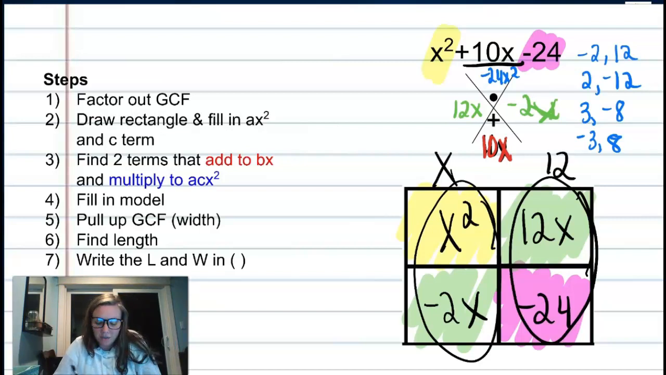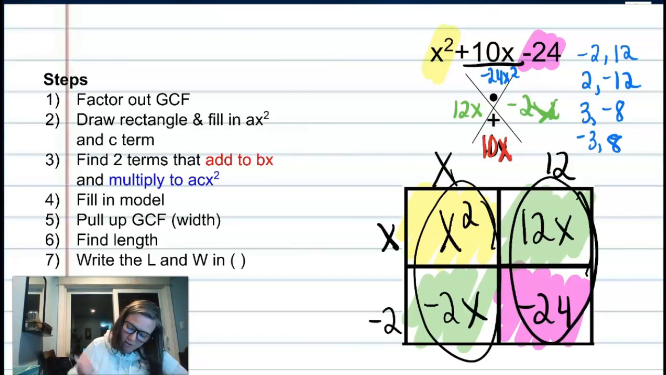All right, and again, you're going to fill the side in. So x times x is x squared, x times that. Okay, that's good. All right, and then what times x is going to give us negative 2x? That's going to be a negative 2x squared. All right, so that would be our last step. So x plus 12 and then x minus 2.